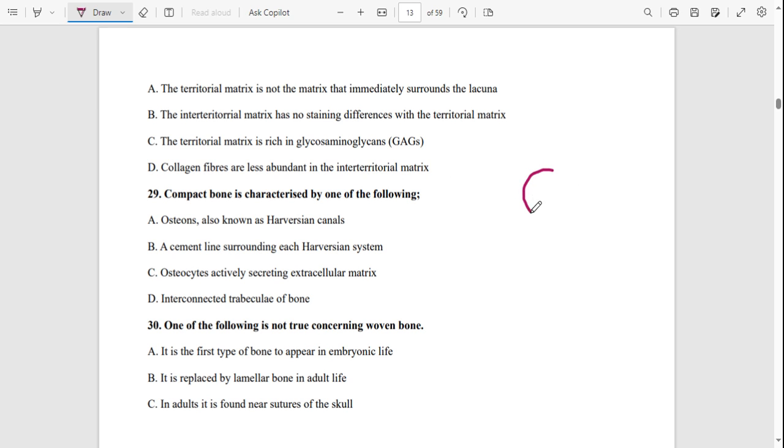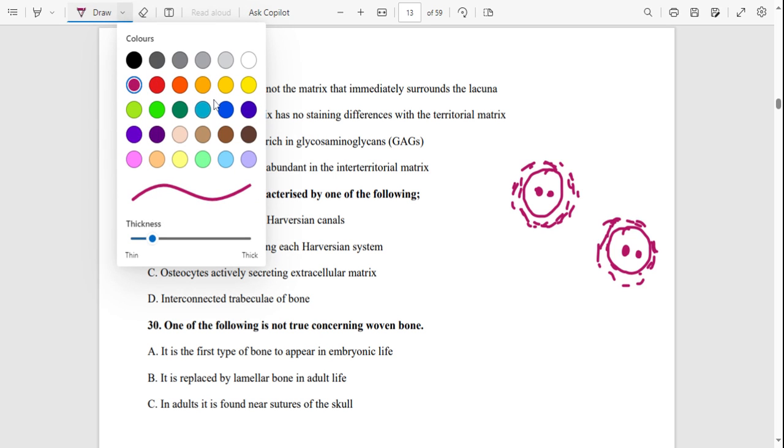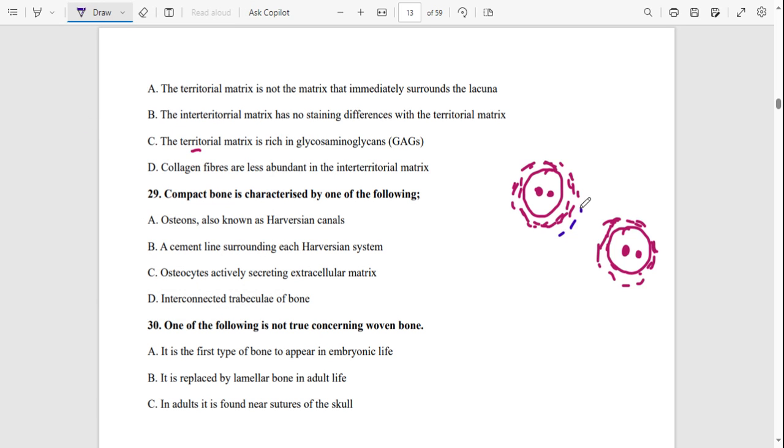Now, say this is a lacuna, this is another lacuna, and it has the chondrocytes. The region immediately near this lacuna is what we call the territorial matrix. Same also here, you are going to have the territorial matrix. The region between these territorial matrices is known as the interterritorial matrix. So these two regions are going to stain differently.